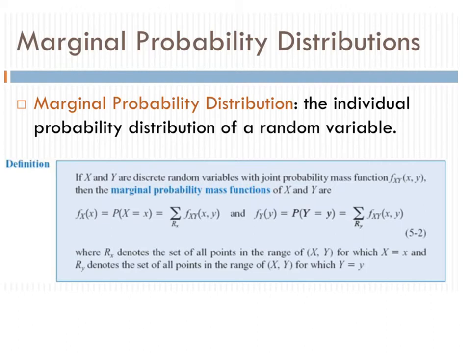If x and y are discrete random variables with joint probability mass function f of x comma y, then the marginal probability mass functions of x and y will be given as individual parameters. That is, f of x is equal to P of capital X is equal to small x, that's equal to the sum of f of x comma y. Similarly, f of y is equal to P of capital Y is equal to small y, that's equal to the summation of f of xy over the x values.